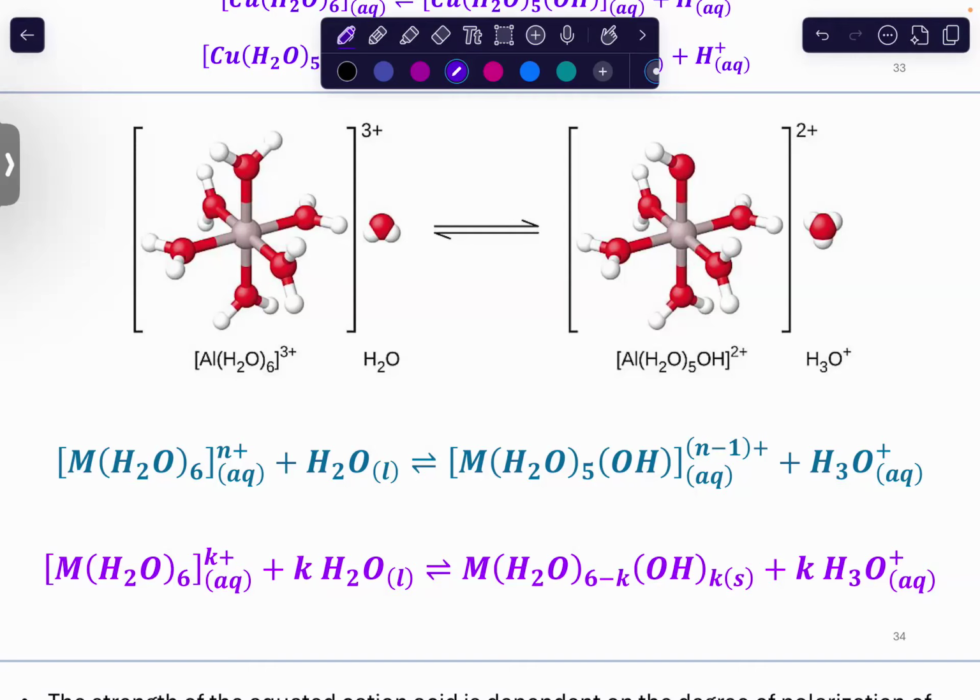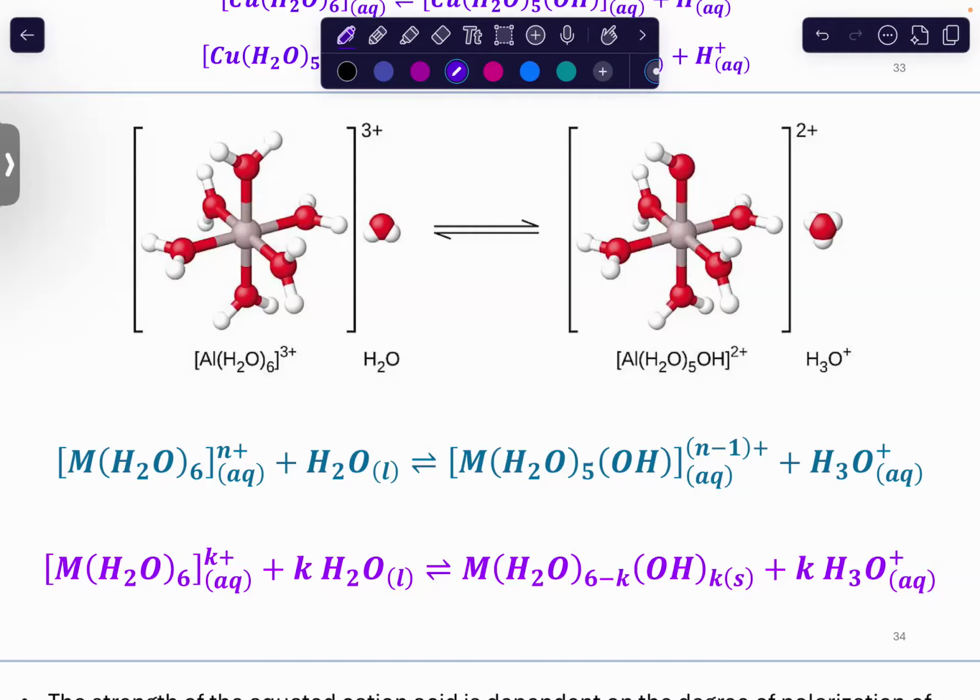So your first one, you have some charge of positive N. You release one proton. That N is going to go down by 1. You're going to get a hydroxide, and so on and so forth, until the point where you say, okay, if I have an overall positive charge of K, then I'm going to need K water molecules, and then I'll end up with a neutral atom of 6 minus K.